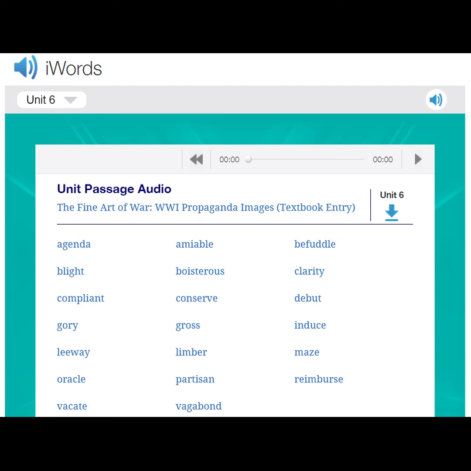Vagabond. Vagabond functions as two parts of speech. It can be used as a noun that means an idle wanderer or a tramp. During the Great Depression of the 1930s, many people who lost their jobs became homeless vagabonds. Vagabond can also be used as an adjective meaning wandering or irresponsible. Youth hostels all over the world give vagabond students an inexpensive place to sleep.